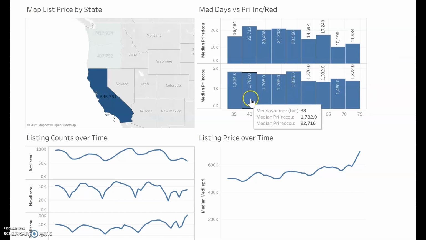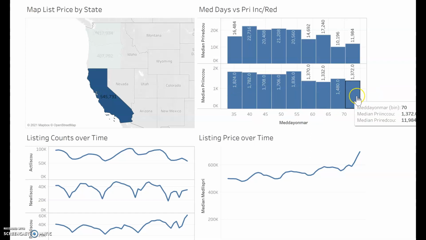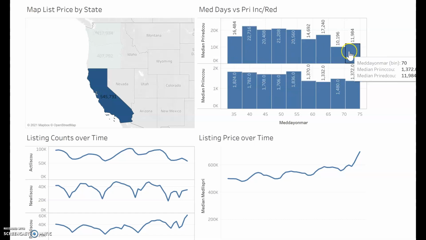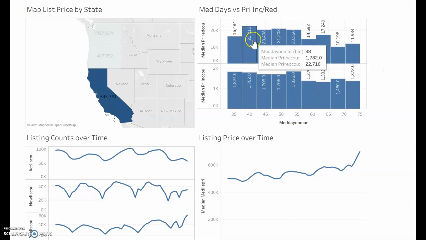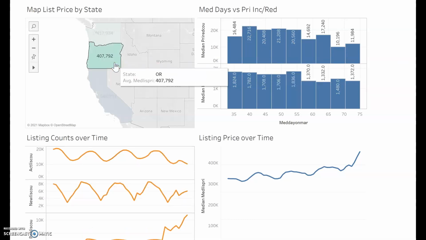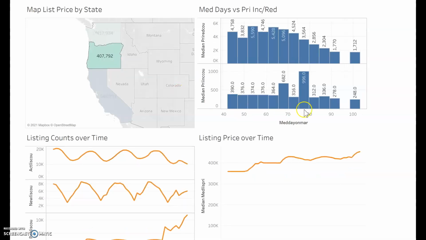Price increase only changed by about 1,800 to 1,300 is the gap, while the price reduction was over 16,000, the lowest being 10,000 and highs in the 22,000s. But if we look at Oregon's, we can see that their price changes are a lot smaller. So they increased by about 400 to 1,000 at one point.